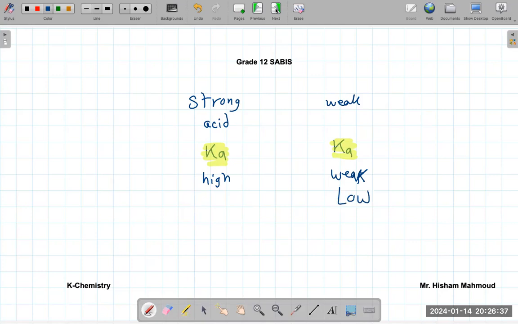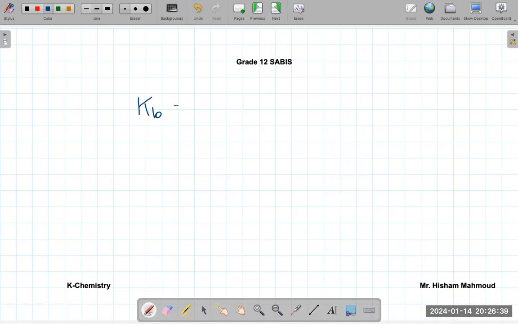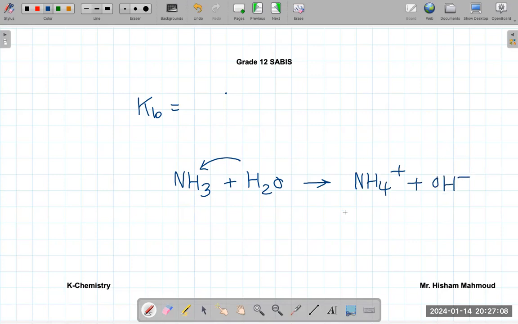The same happens in the base. So the Kb is the dissociation constant of the base, the products over the reactants. If we have NH3, how do you write the reaction for the dissociation? You have to always add water. So don't forget that you need water in the acids and bases. This one loses a proton, and this one gains a proton. No, this is a base, so it gains a proton. So it forms NH4+ and OH-.